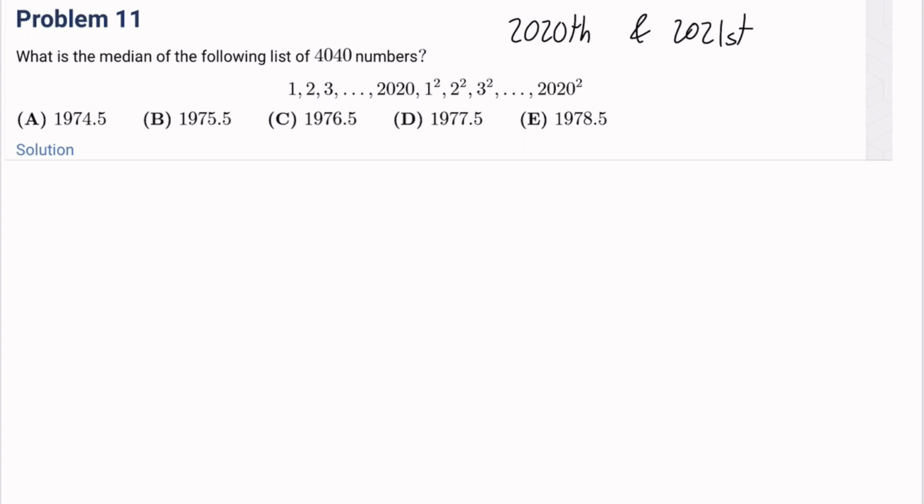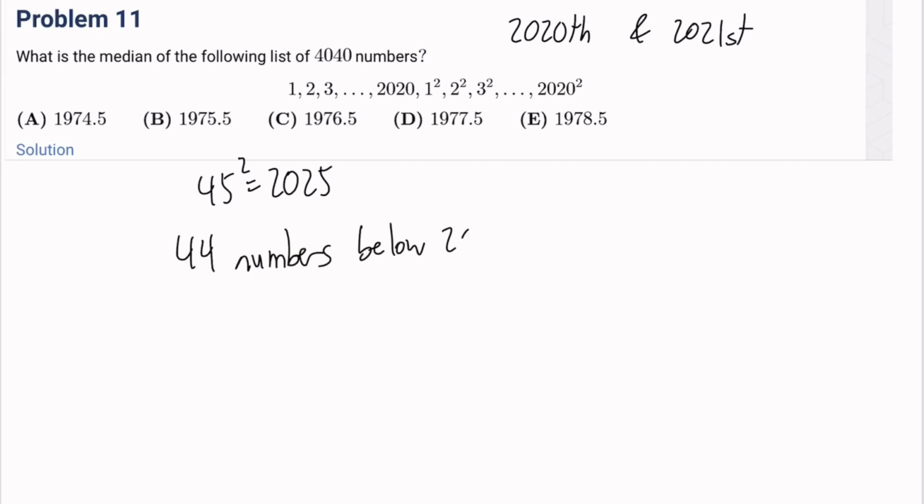And then for this one, we need to find how many squares are below 2020, right? And so since we know that 45 squared equals 2025, and if you don't know that, I recommend you know that. That means 44 squared is going to be less than 2025, and obviously it's going to be less than 2020, right? And so that means that there are 44 numbers below 2020, right?